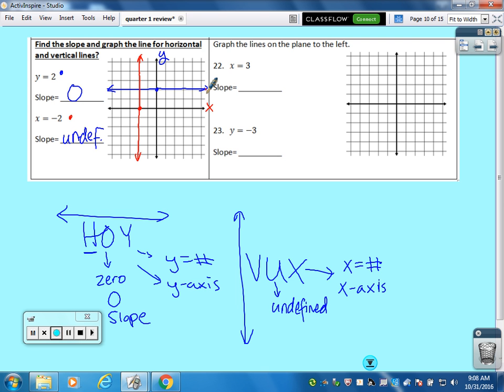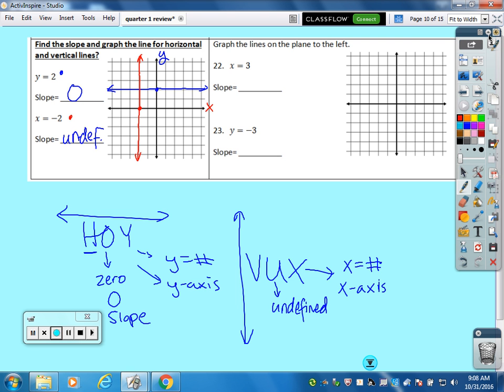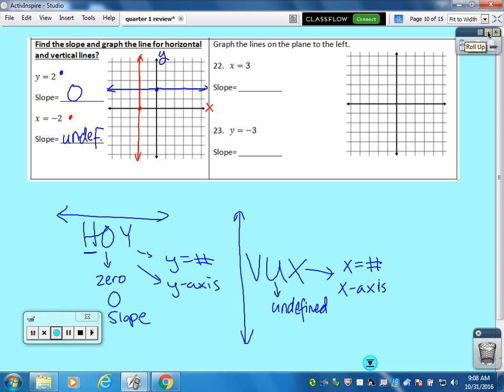So pause it, try these two on your own, and then come back and watch the video if you need to check your answers or more explanation. So this one I see an X starting out, so that is a VUX, which means my slope is undefined. So I need to start on my X-axis at +3 and make a vertical line.